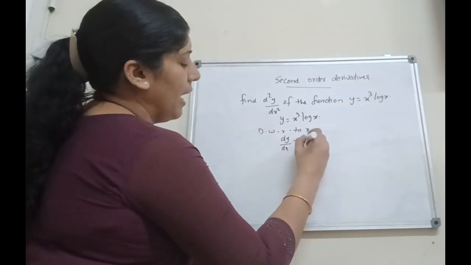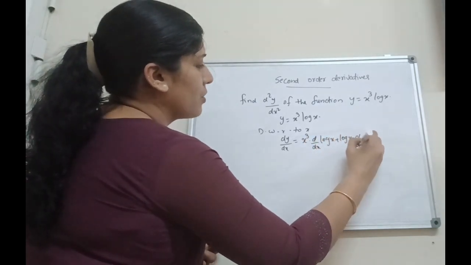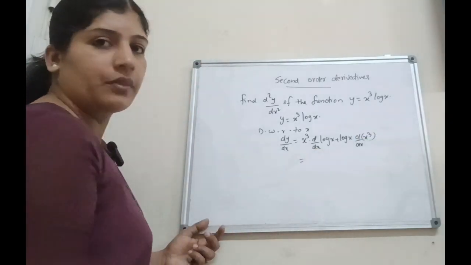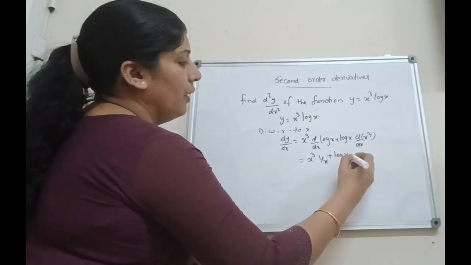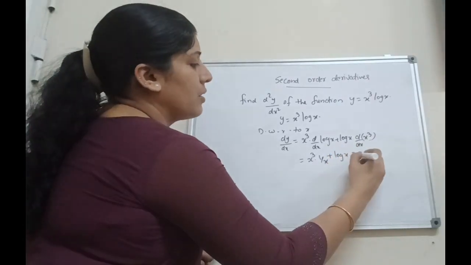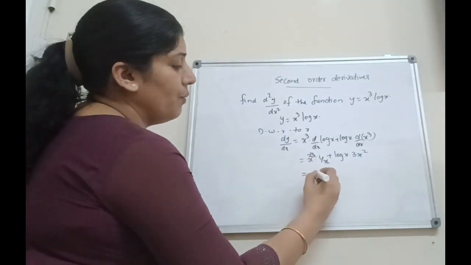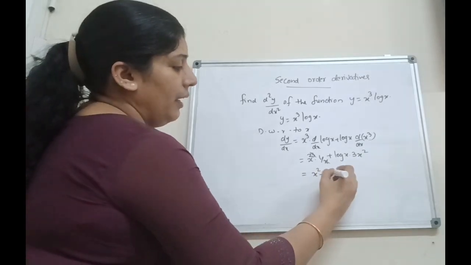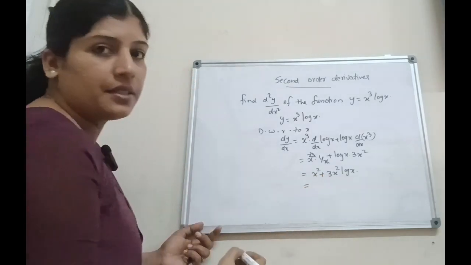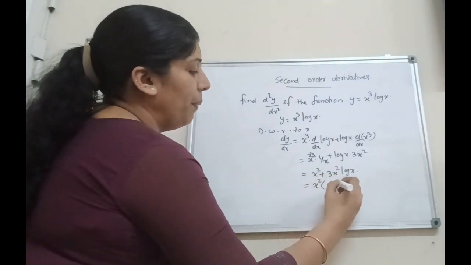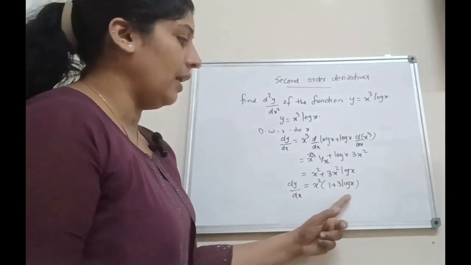How can we find out? That is x cube into d by dx of log x plus log x into d by dx of x cube. That is equal to, now here x cube into d by dx of log x is 1 by x plus log x into d by dx of x cube is 3x square. Here x cube by x, remaining x square on the numerator. That is equal to x square plus 3x square log x. Here x square is a common term, then take it as outside. That is equal to x square into 1 plus 3 log x. Therefore, dy by dx equal to x square into 1 plus 3 log x.